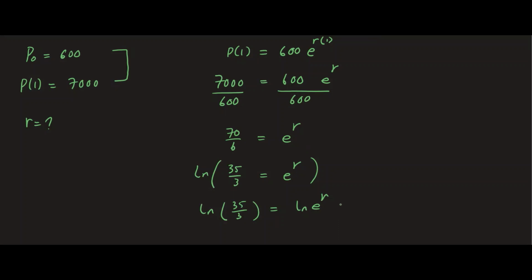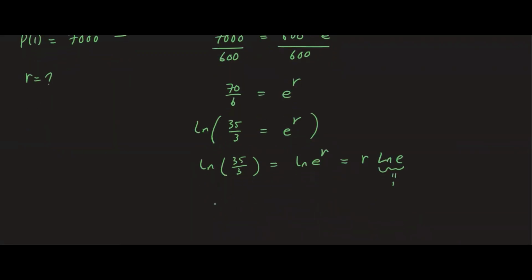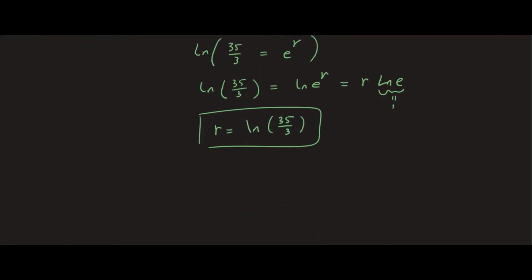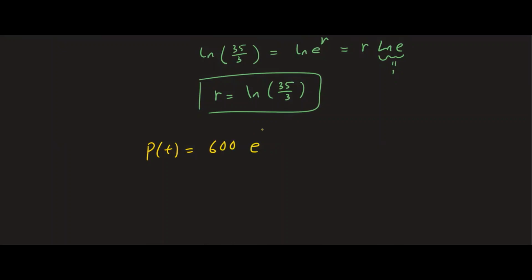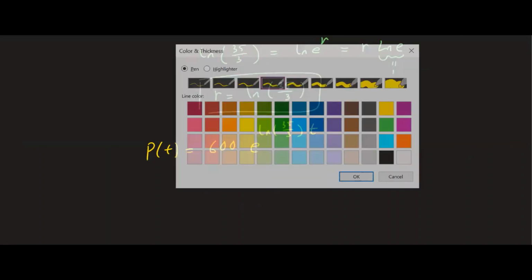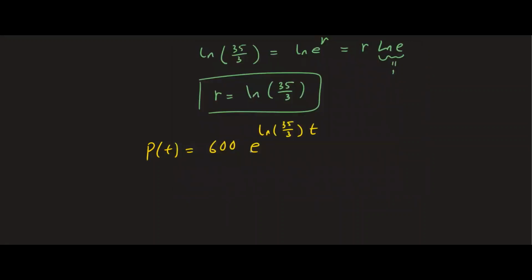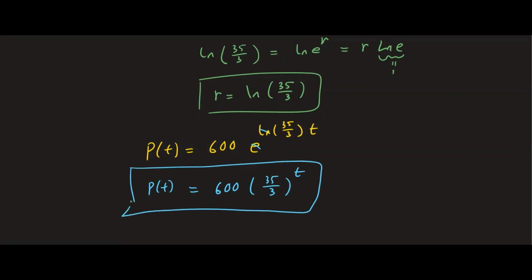Now here, using the properties of natural log, we can pull out the exponent R, so we have R times ln of e, and we know this is equal to 1. So R is equal to ln of 35 over 3. So that's our R. What is our model? Our P of t is equal to the initial amount, which for this problem is 600, times e to the R, which we just found, ln of 35 over 3 times t. Every time you have ln and e in the same expression, you always want to simplify them using the laws. I can simplify these two, and this function simplifies to just 600 times 35 over 3 to the power t. So t remains as an exponent. That's our model, which will tell us the amount at any given time t.